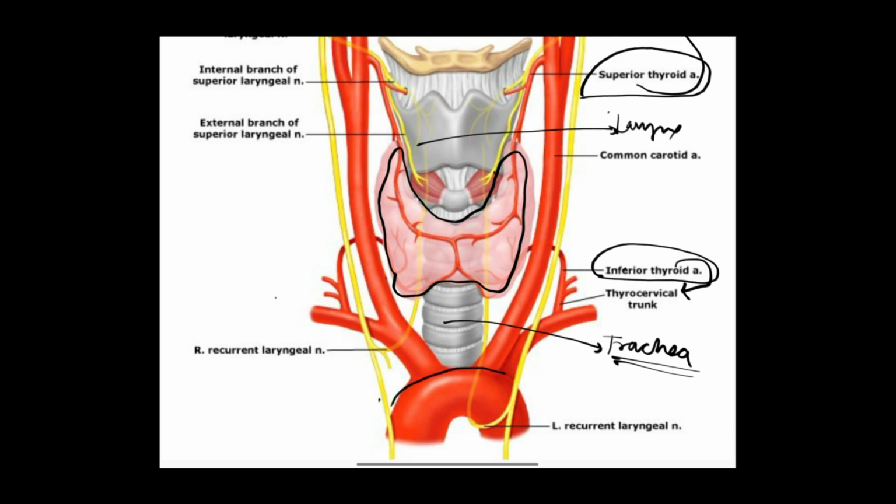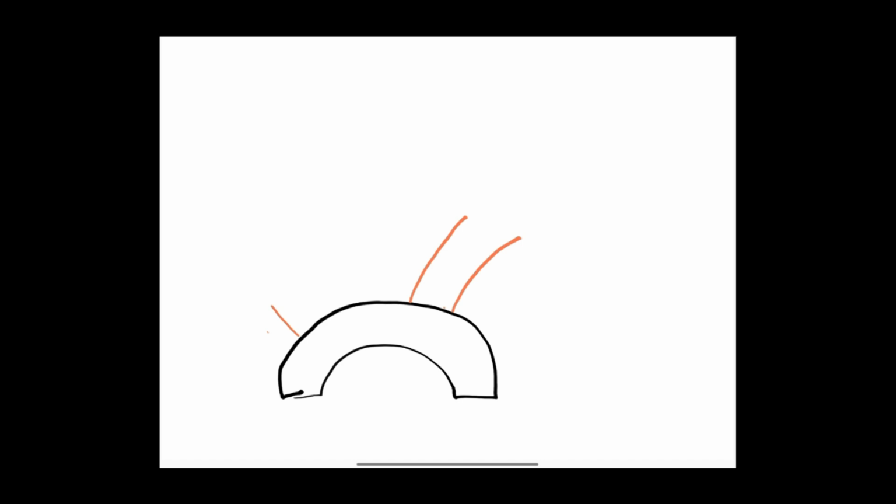trunk. And this is the arch of aorta. Suppose this is our arch of aorta. Three arteries originate from the arch of aorta. This is the first one, this is the second one, and this is the third. This is the left subclavian artery. This is the left common carotid artery. And this is the brachiocephalic trunk. The brachiocephalic trunk again gives rise to two branches. This is the right common carotid artery, and this one is the right subclavian artery.